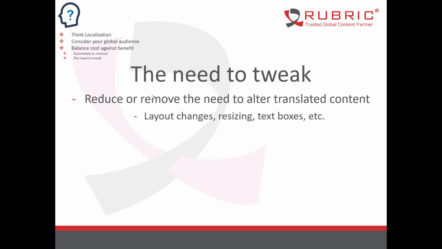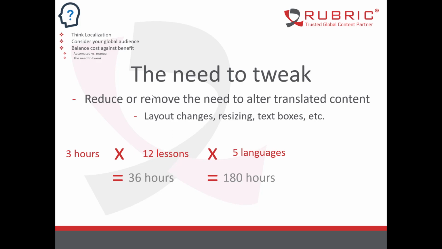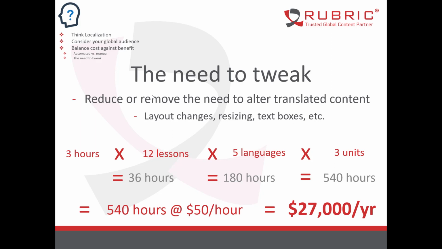When using the old tool, the content would be translated, and then a significant number of manual tweaks would need to be made. As a rough guide, using the old tool, the effort required to make these kind of changes shown on screen was about 3 hours per language for each lesson. There were 12 lessons in a unit ordinarily, and 5 languages. Over the course of a year, we would work on an average of 3 units. Again, by changing the tool that was used, that effort and that cost was removed.